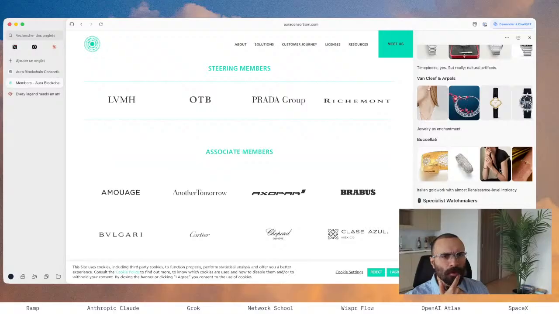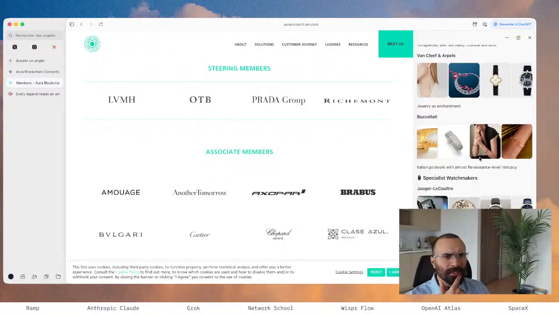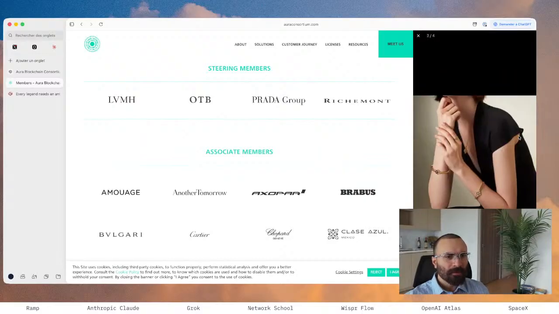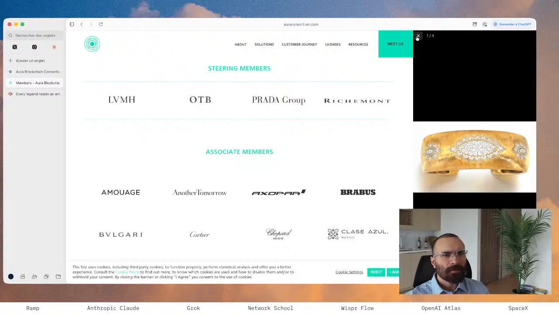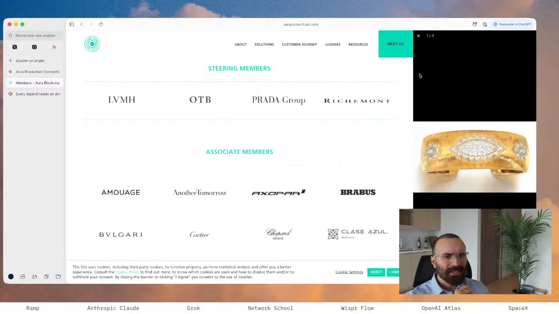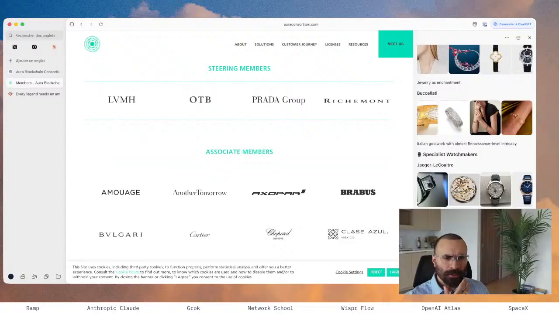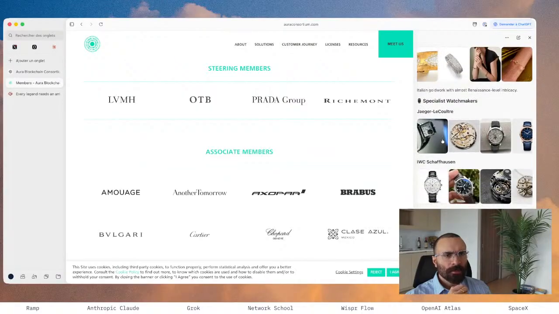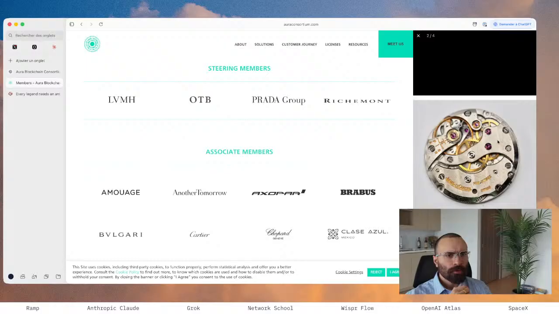Van Cleef and Arpels. Buccellati. Oh wow, Buccellati and Van Cleef seem very similar. Italian gold work with almost Renaissance level intricacy. So this is beautiful. Technology is truly helping bring the craftsmanship of artists to light. Special watchmakers: Jaeger-LeCoultre.